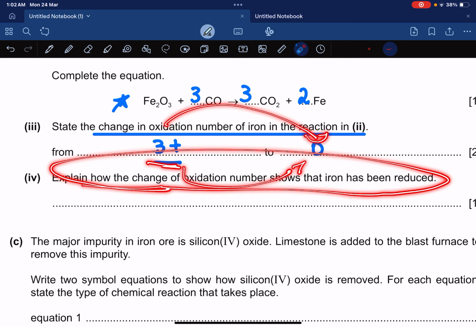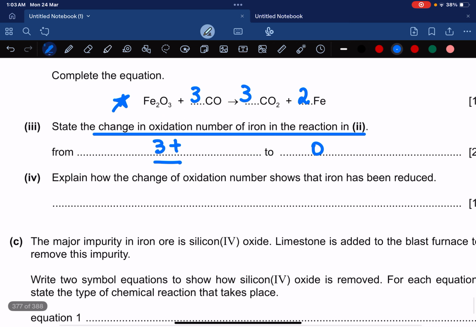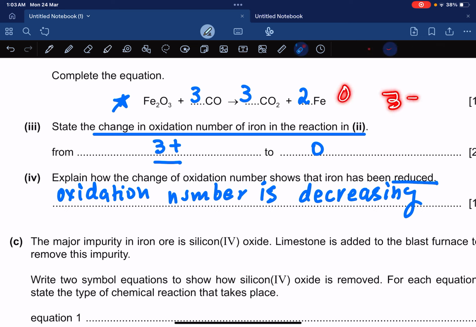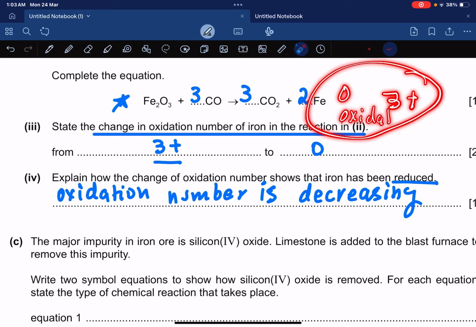That's a reduced, okay? So we're going to write that oxidation number is decreasing. Achha, whenever your oxidation number is decreasing, that's reduction. And whenever your oxidation number, अच्छा अगर यही वो 0 से 3 plus पे गया होता, तो फिर that was oxidation. Why? Because oxidation is an increase in oxidation.